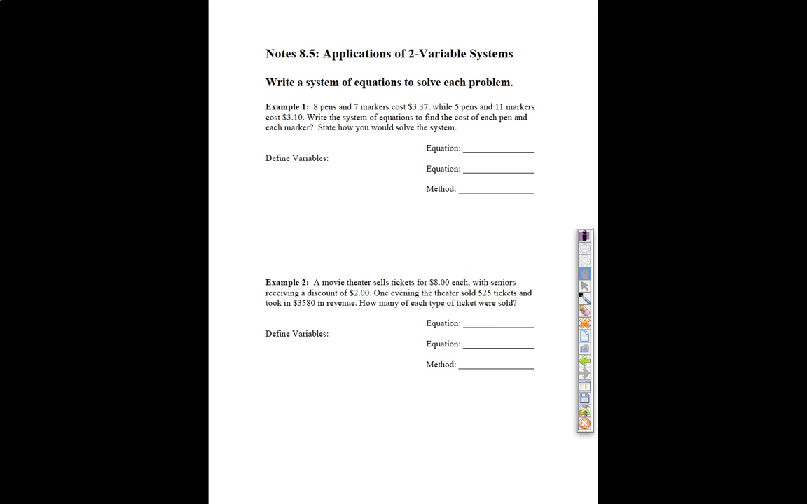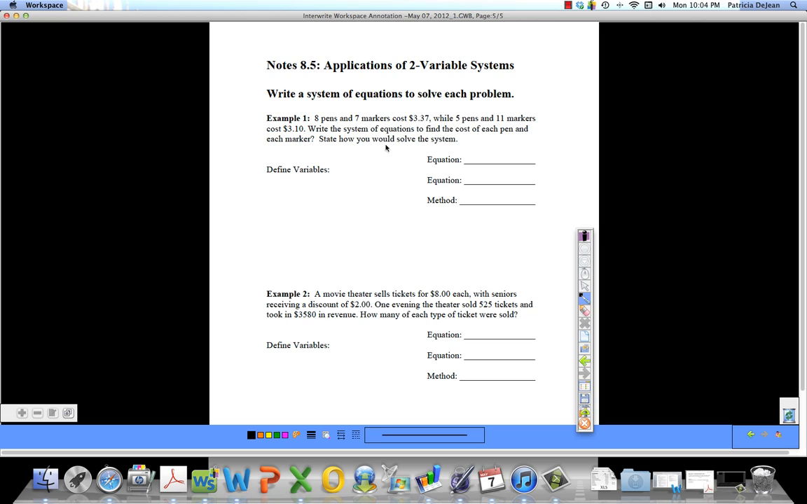On this first example, you have 8 pens, 7 markers cost $3.37. 5 pens and 11 markers cost $3.10. Okay, write a system of equations to find the cost of each pen and each marker. State how you would solve the system, meaning substitution or elimination.